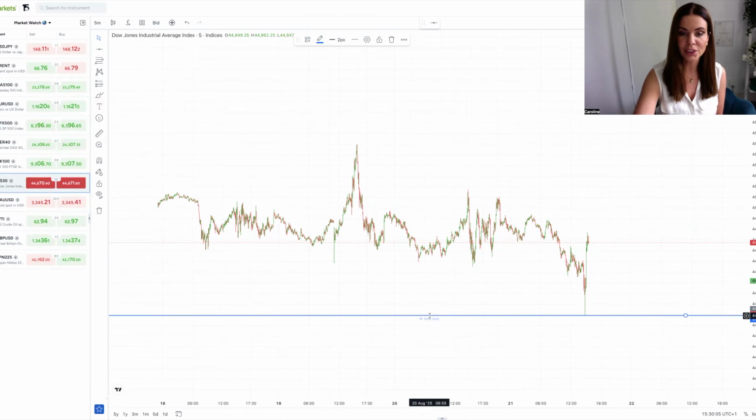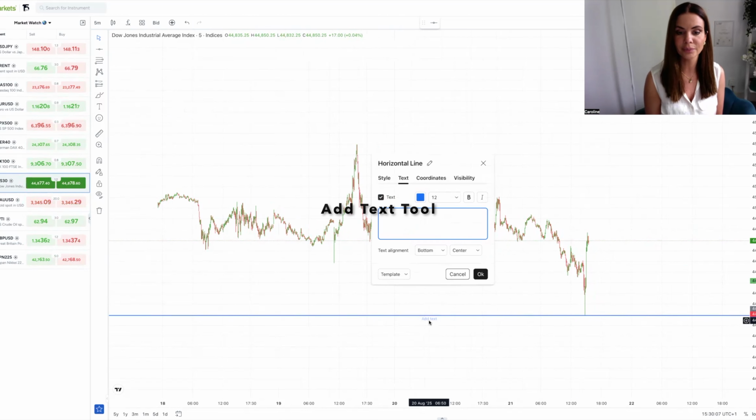And another tool which I like to use a lot is the text tool. This means that I can mark up my key levels, and that means that I know what they relate to and how long I want to keep them on my chart for. So I'm just going to write key level for this one.